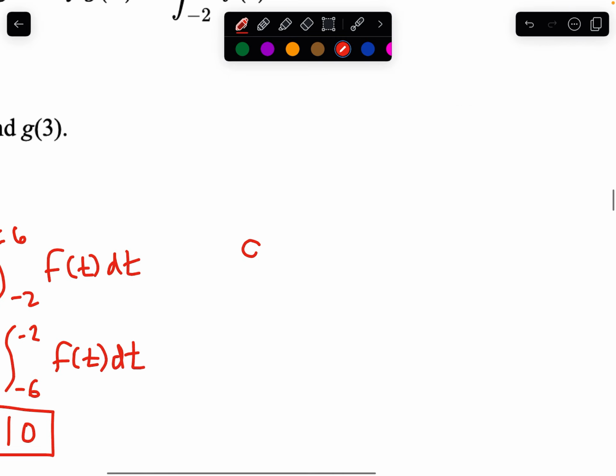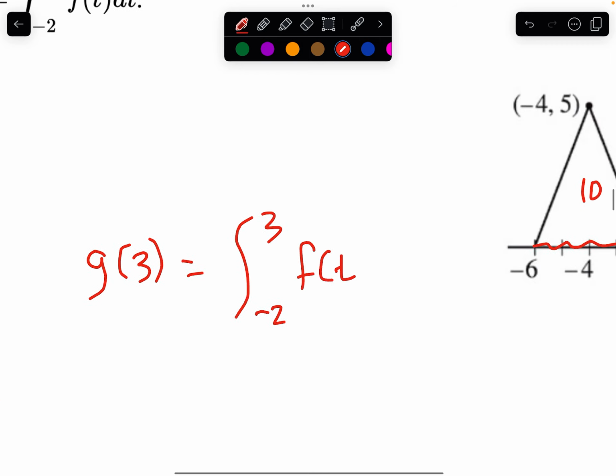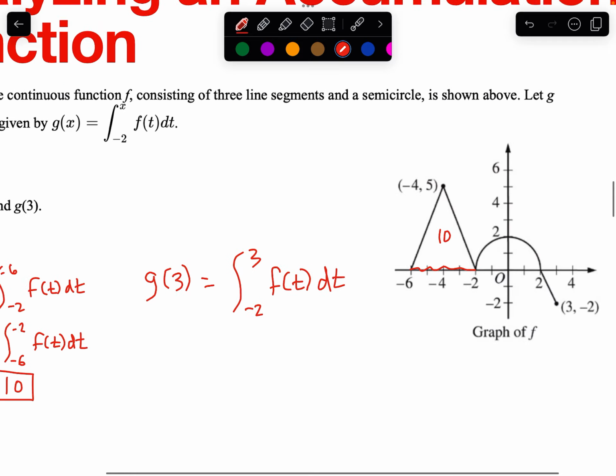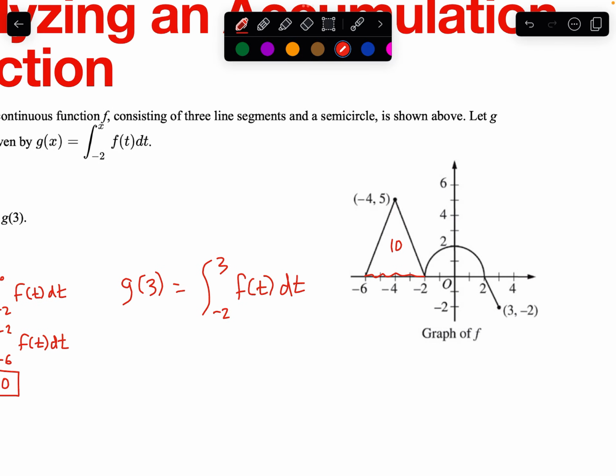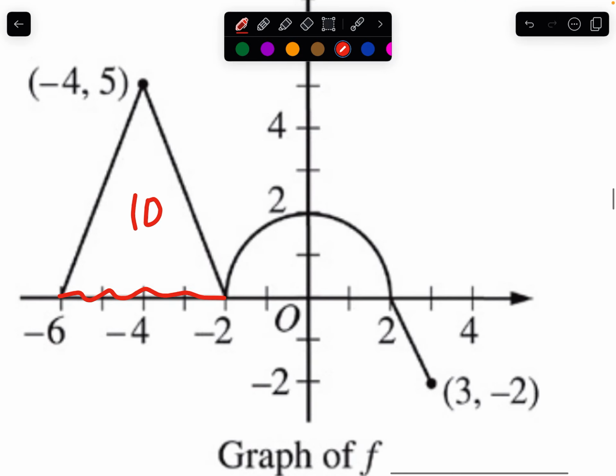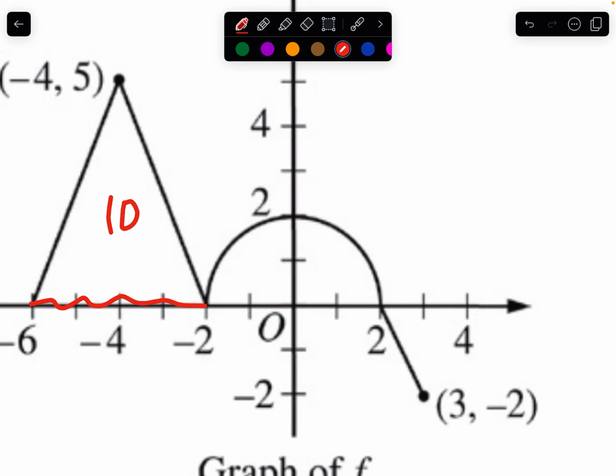Let's try g of 3. Plug 3 in for x now. So here's the accumulation of the area under this curve f from negative 2 to positive 3. Well, here from negative 2 to 2, we have a semicircle with a radius of 2. So we do 1/2 of pi r squared. In this situation, run that and you'll get 2 pi for this area.